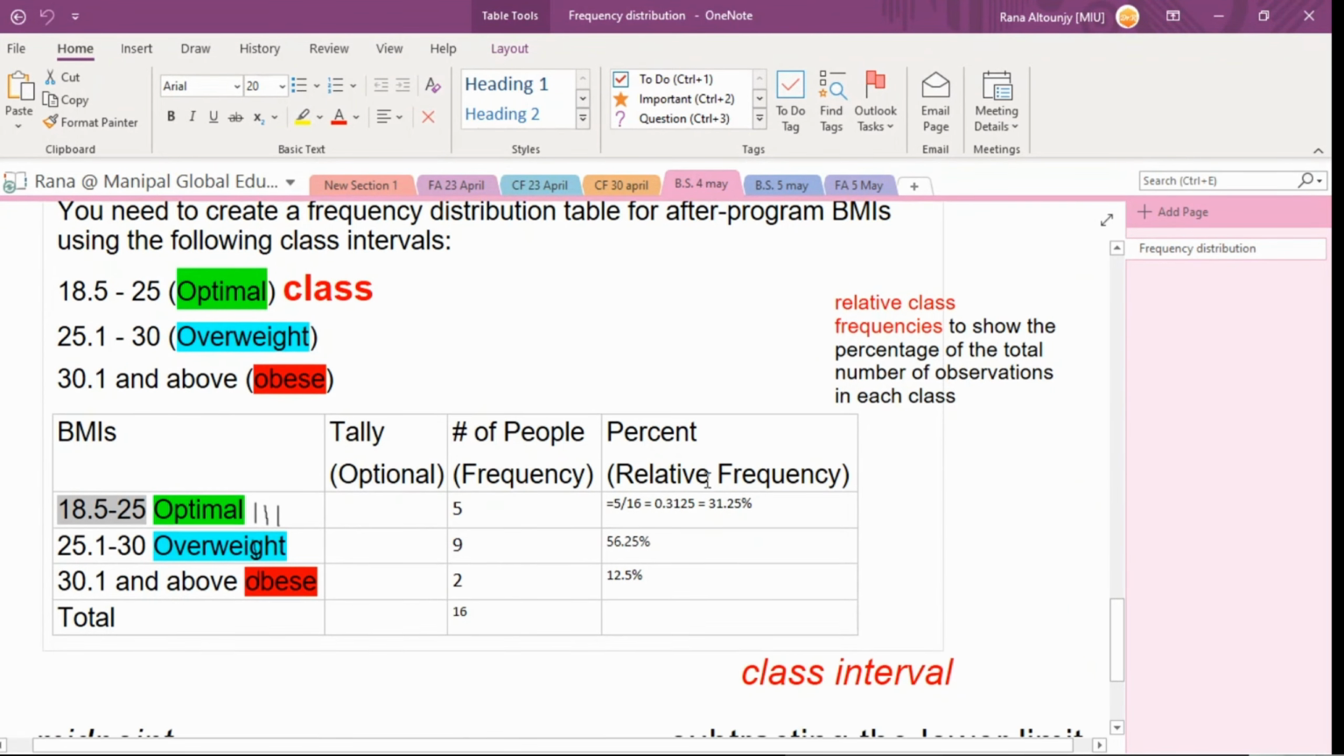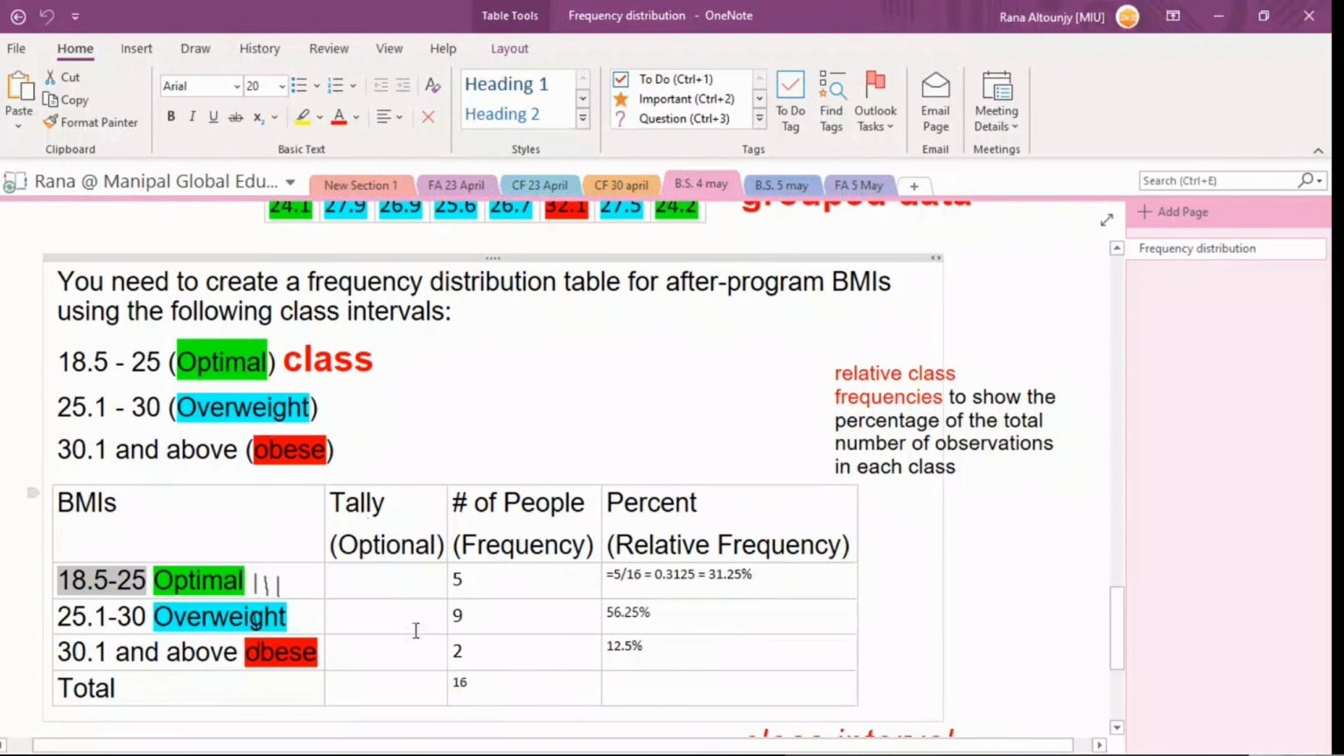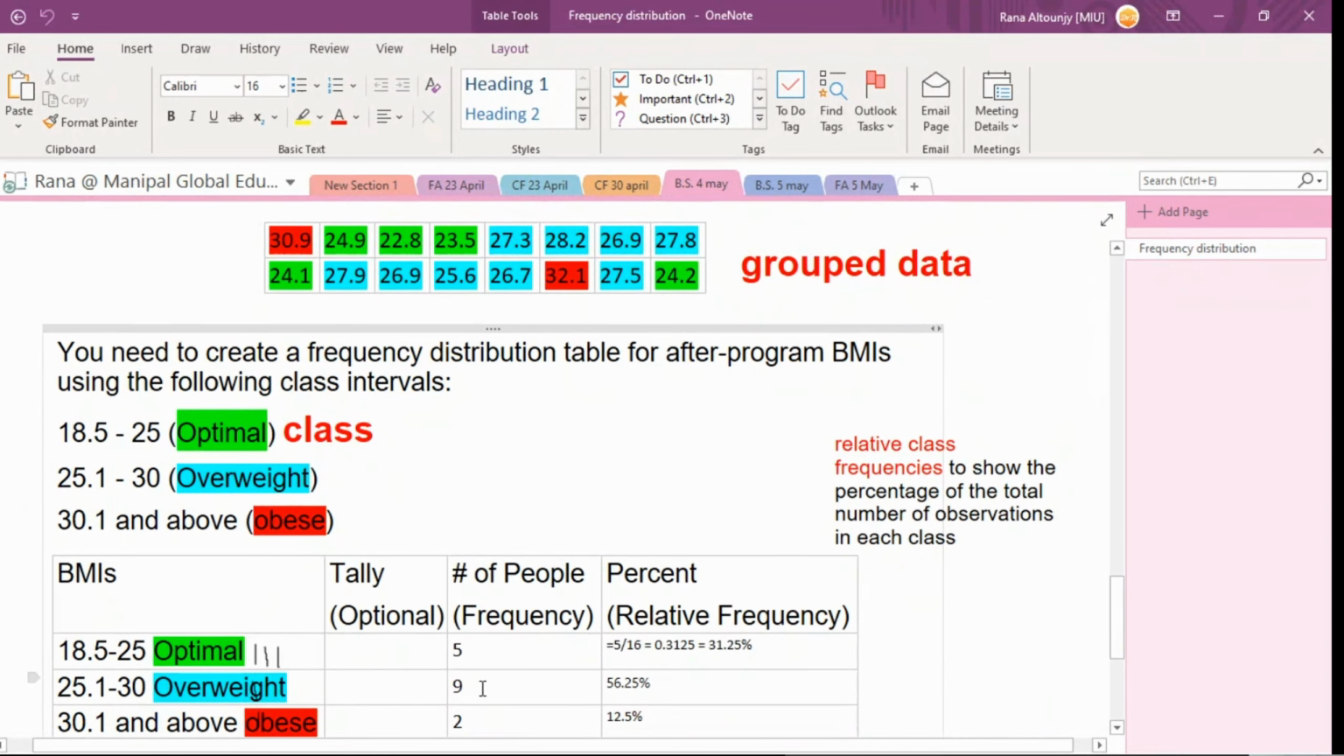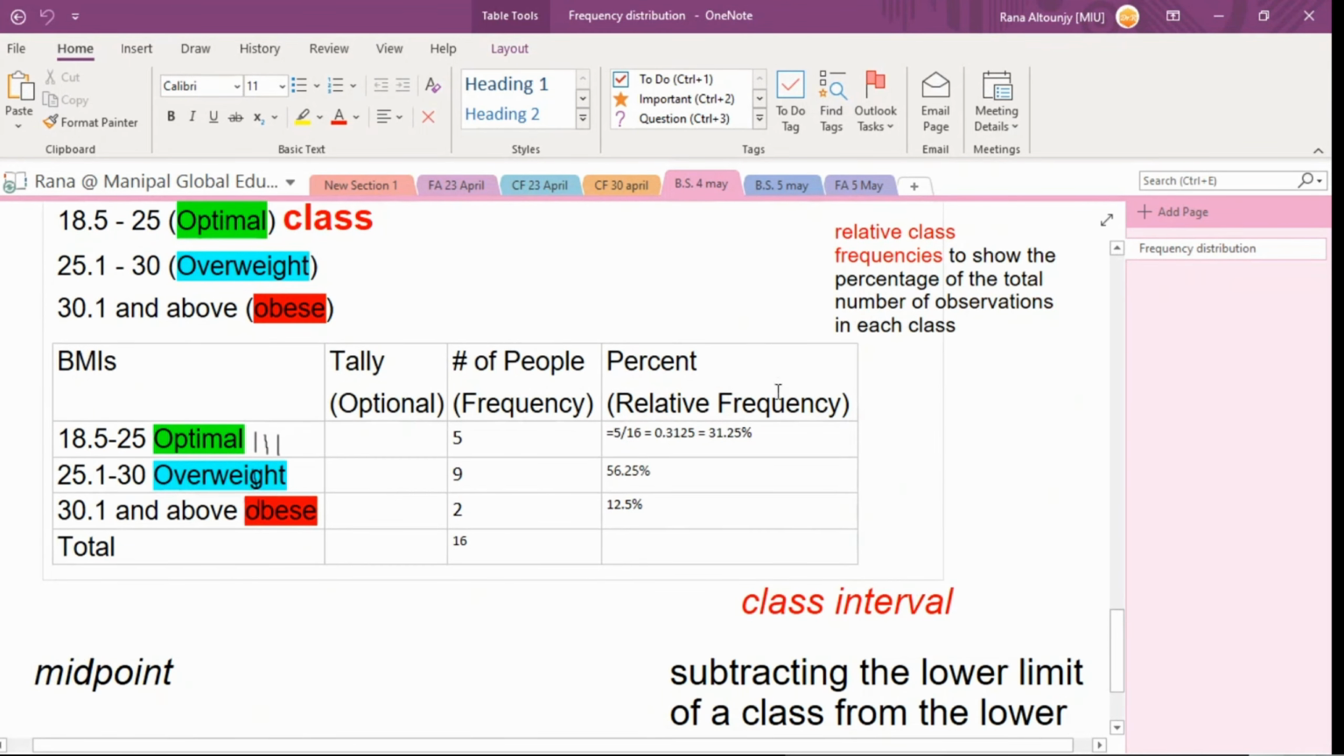If you remember also yesterday, after we calculated the frequencies, actually we counted, or we can use a tally. We counted one by one, and then we found the frequency. Then we calculated the relative frequency, which was dividing each category's frequency by the total number, which was 16.